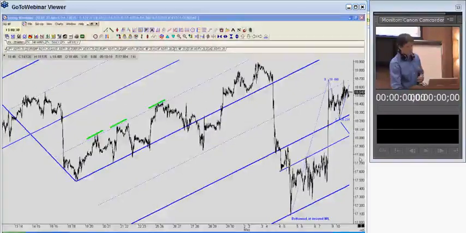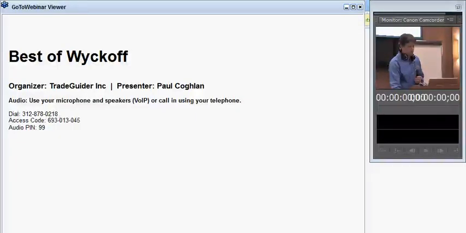That's fixed. So the lower median line provided us with consolidation in this area before it finally gave way.